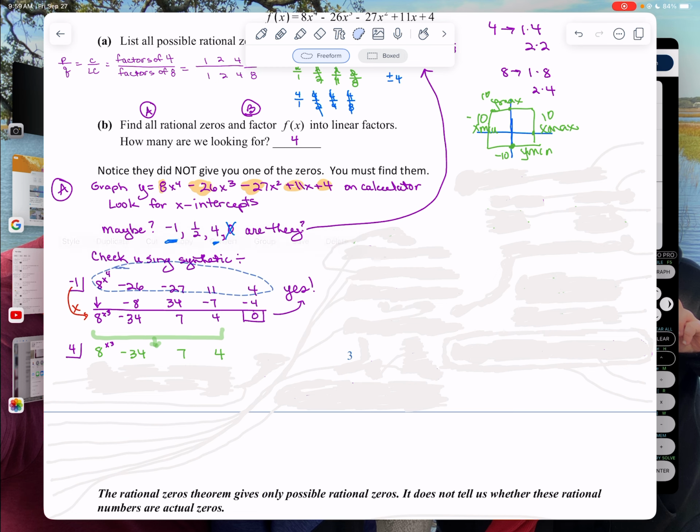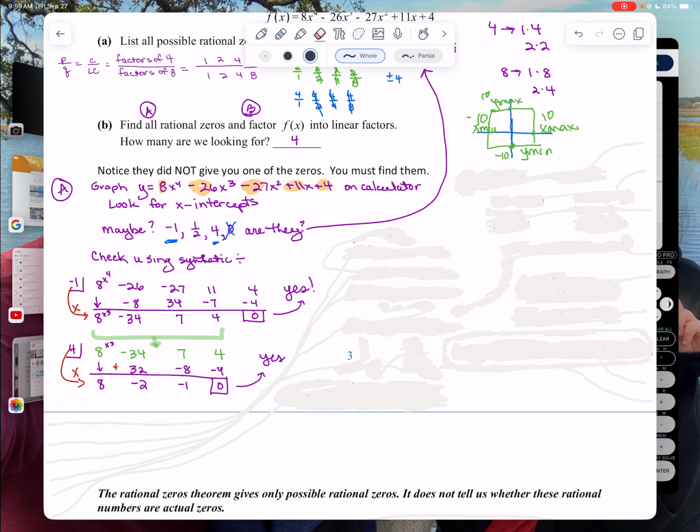Because I'm trying to go from x to the 4th, I went to x to the 3rd. So now I'm going to bring down all of these right there, and I'm going to do the same thing. Do synthetic division and hope that I get 0 in the box. So again, I'm going to multiply, bring down the 8, and then multiply, and then add these guys. And I did get 0. So yay, that's a 0.